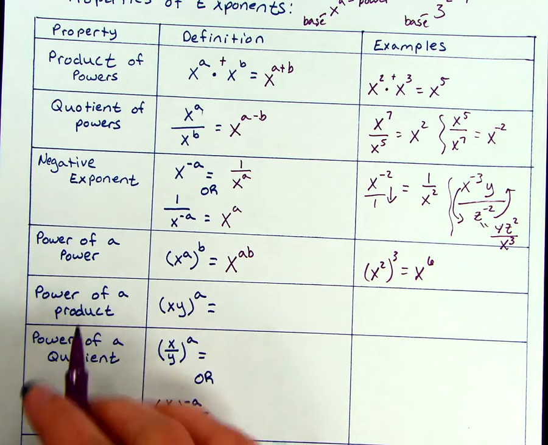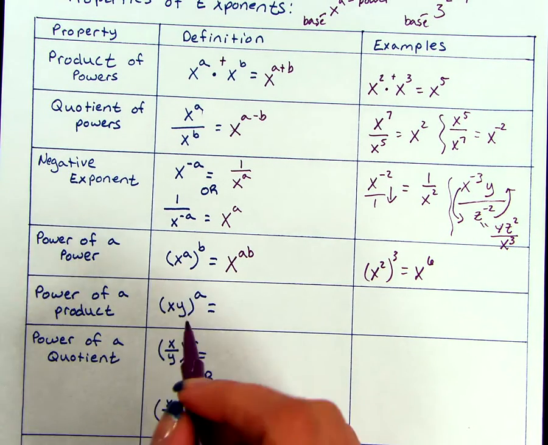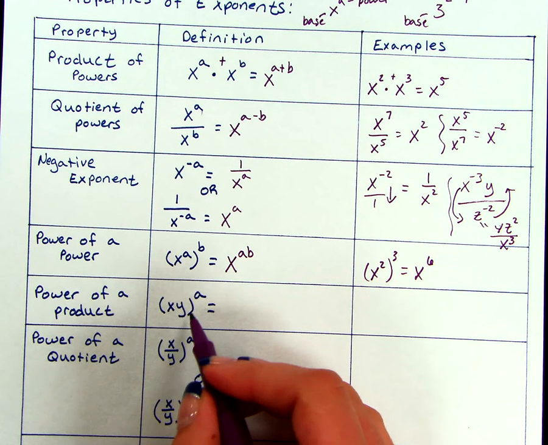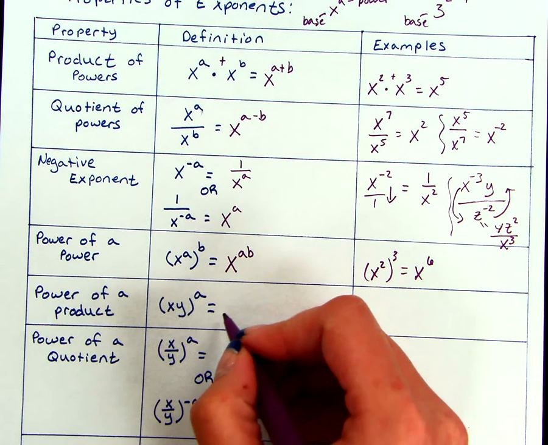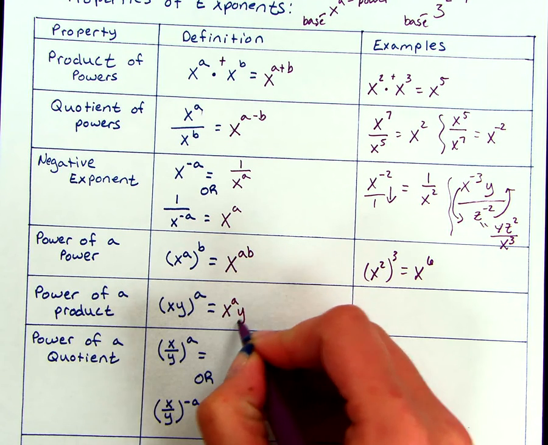Now if we have a power of a product, when there's no plus or minus, so if this is a monomial, then we're distributing the power to each term. So this would simplify to be x to the a times y to the a.